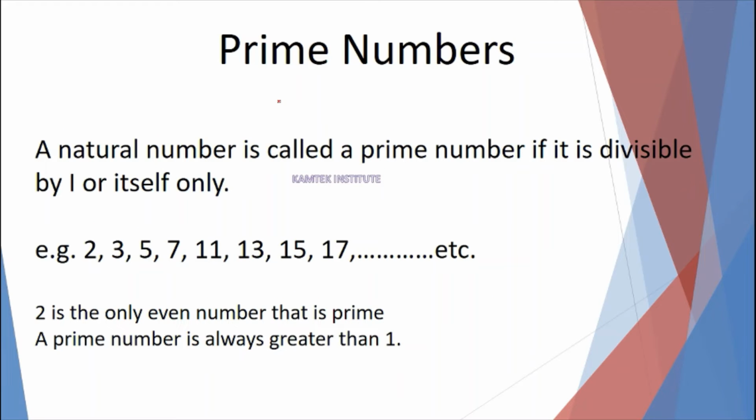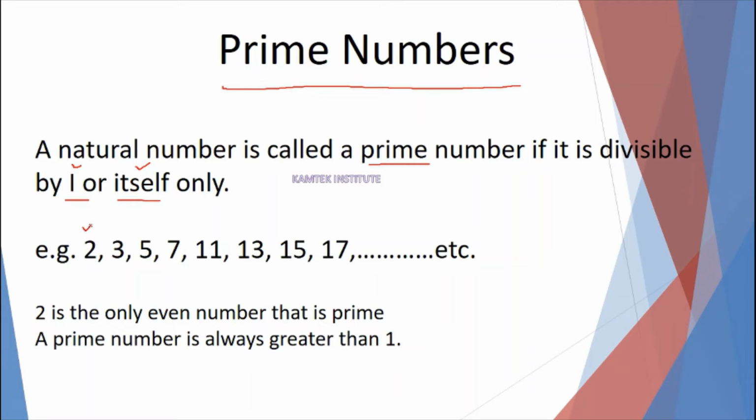So let us come to prime numbers. अभी जानते हैं prime numbers क्या होते हैं. A natural number is called a prime number if it is divisible by 1 and itself. That means कोई भी number जिसे डिवाइड करें तो या तो वो 1 से डिवाइड होता है या फिर अपने आप से डिवाइड होता है. Those numbers are called prime numbers.